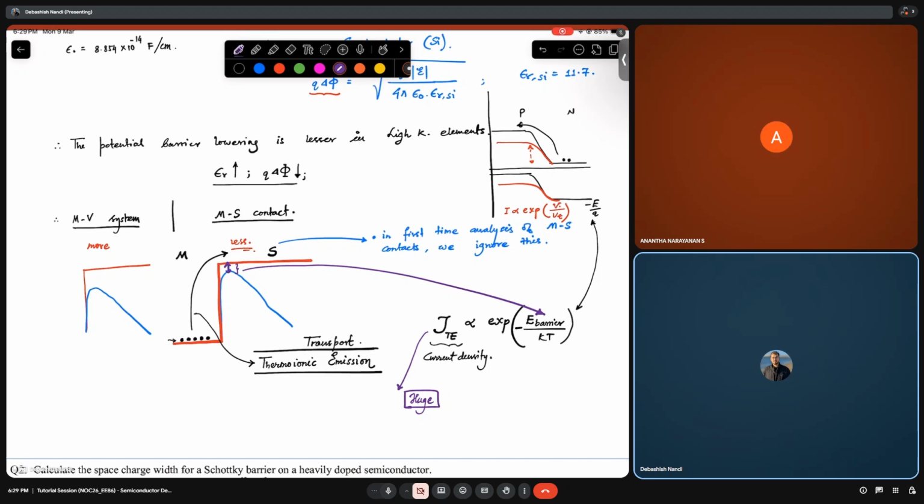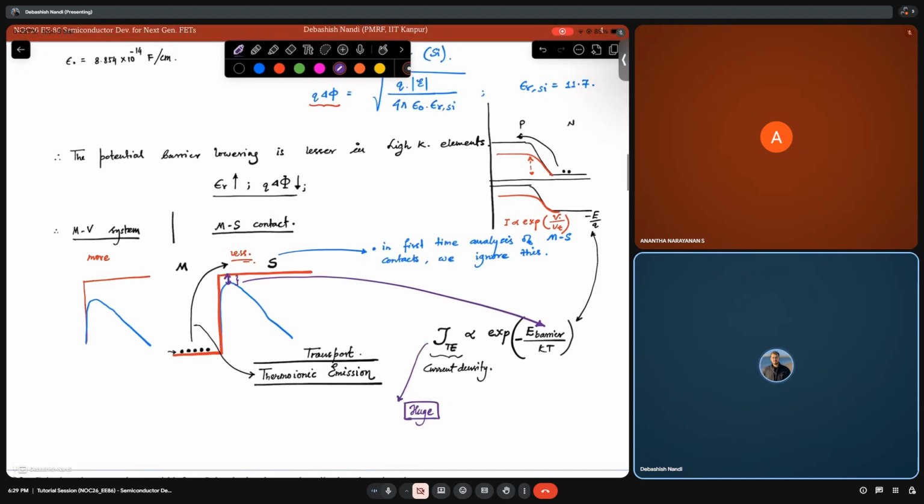Yes, sir. So that is why this image force lowering becomes important when you consider transport in Schottky barriers or Schottky contacts, right? But in your first order courses, you are generally concerned about the electrostatics. Fine.